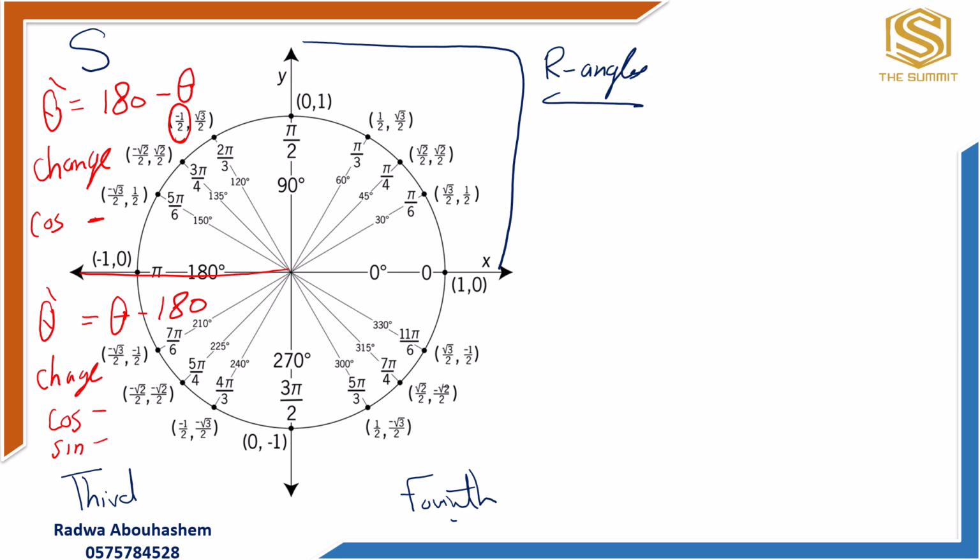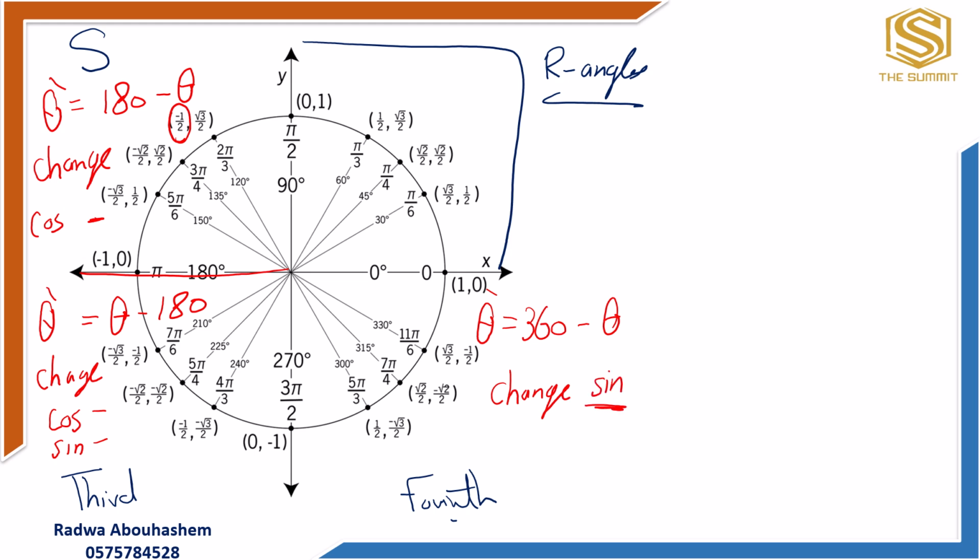In the fourth quadrant, how to get the reference angle? I'm going to say it's 360 minus theta, and I have only to change the y direction because now I'm in the negative direction of y, but still in the positive direction of x. So I have to change the sign.